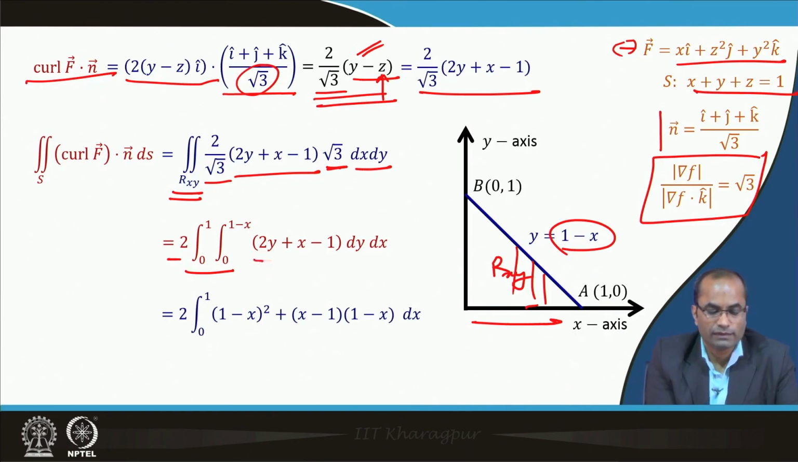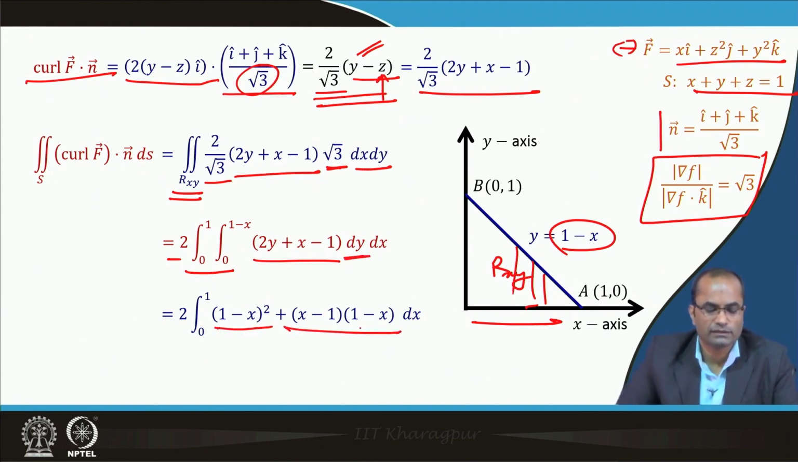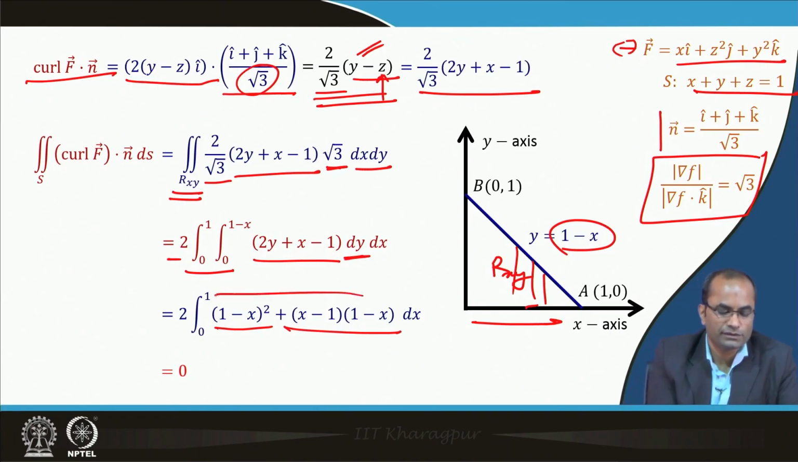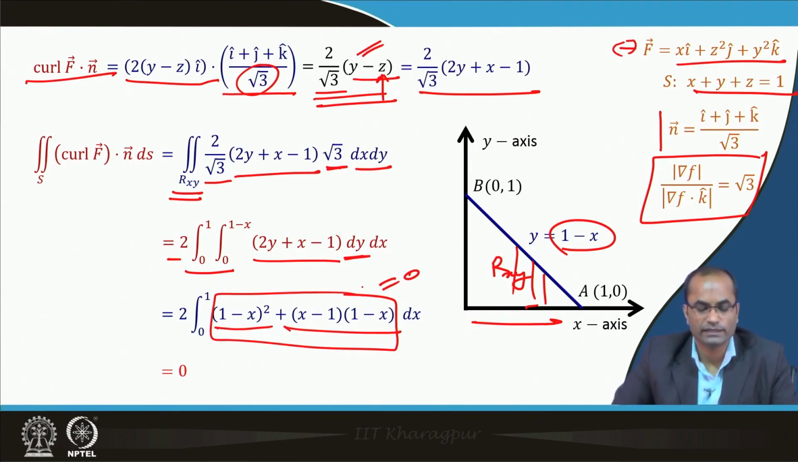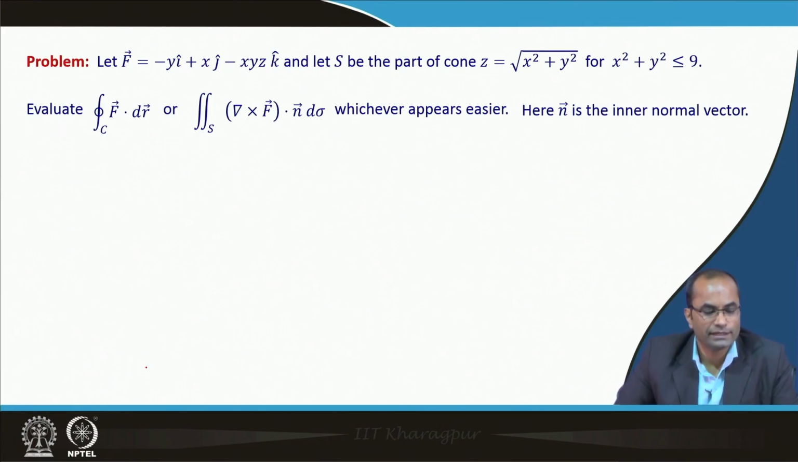Well, so this can be simplified now. For 2y plus x minus 1, one can first integrate with respect to y. As a result, we are getting this, and then we will see that the integrand is actually 0. So, we do not have to do any integral for x. So, the value is 0. So, again we have verified Stokes theorem by computing the surface integral, also the area integral.